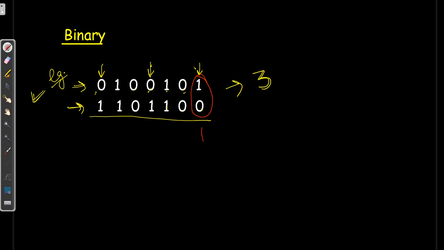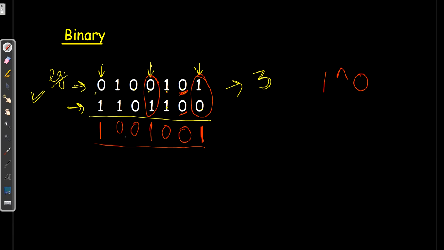For 1, 0, it's 1, because the XOR of different bits will return 1. The XOR of the same digit will return 0. Same digit 0. The XOR of different bits will return 1. Same for this. So up to here we got the solution as per different bits. Now we need to count these set bits, the number of ones.